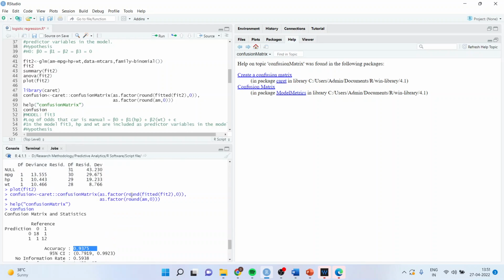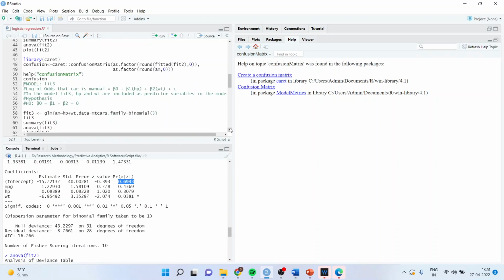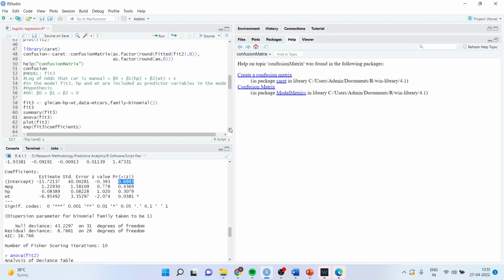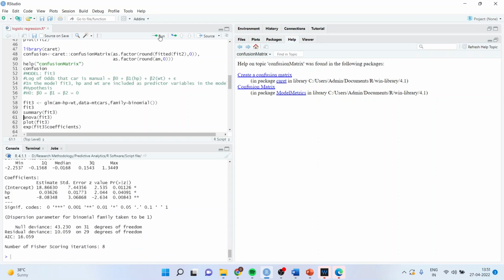Now I will have to remove those variables which are insignificant, and therefore I'll go for model 3, where I'll not include MPG now. I'm running the model, that is fit3. Okay, now I've got the values of weight and HP. Now how to interpret HP and weight?